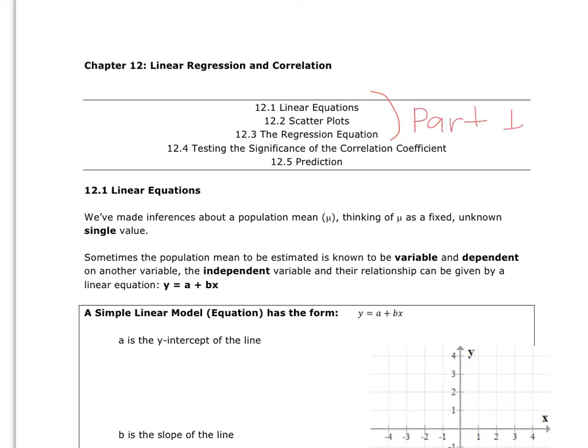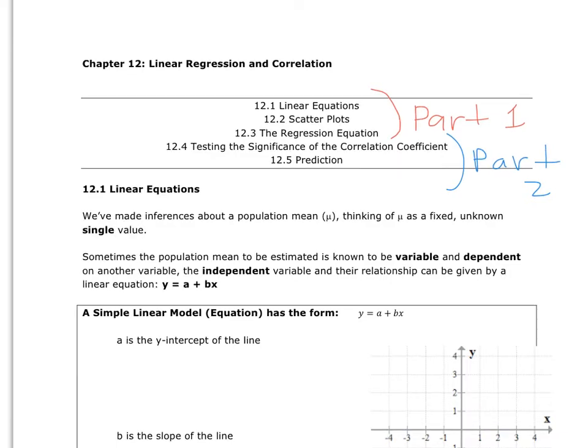So we're going to do a little overview of linear equations and then look at scatter plots, which are just graphs that plot different points that are based on values from two separate variables. And then we'll look at what we mean by the regression equation, which is just a linear equation, equation of a line. And then next time, part two of this chapter, we will look at hypothesis testing for correlation and then doing some prediction with our regression lines.